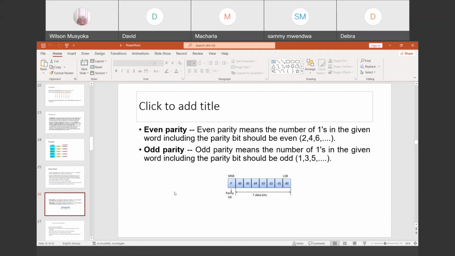So that is the explanation on how we check the quality of data that has been transmitted.